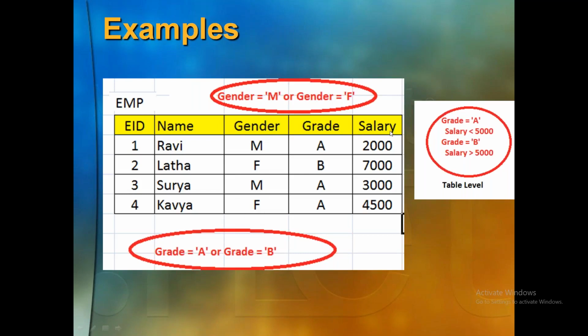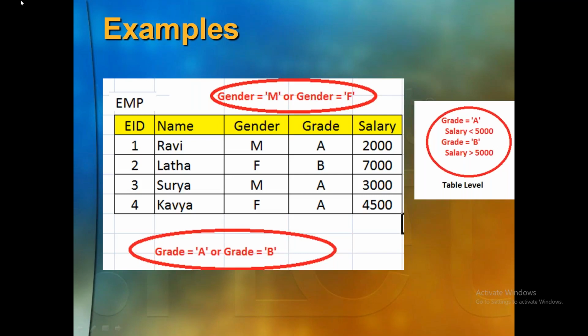Salary should be greater than zero. Okay. If the grade equals A, salary is less than 5,000. If the grade equals B, salary is greater than 5,000. Like that, this kind of validation is to be given at the table level. So all these things can be implemented with the help of check constraints. Simple expressions: salary greater than zero, grade can be either A or B, gender can be either male or female. So these are the things if you wanted to implement.